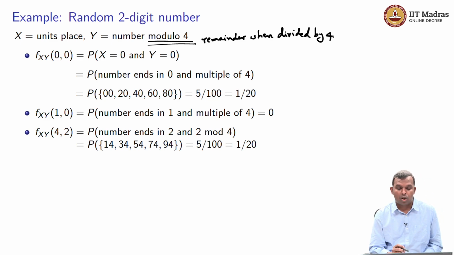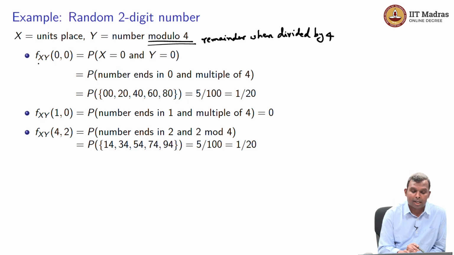Okay. So now we can do a simple little calculation. If you want to look at f x y of 0, 0, okay, this is the probability that x equals 0 and y equals 0. Number ends in 0 and should be a multiple of 4, right? That's what this means. Okay, what are the favorable cases? You see 0, 0 and 1, 0 will not work. Why? 1, 0 is x equals 0 but y is not 0.